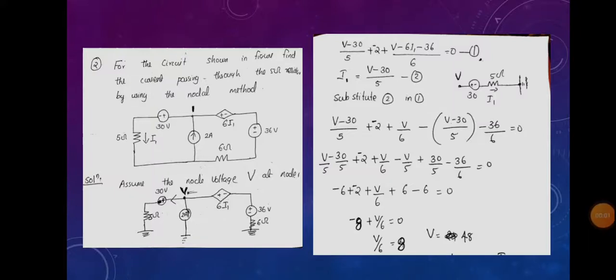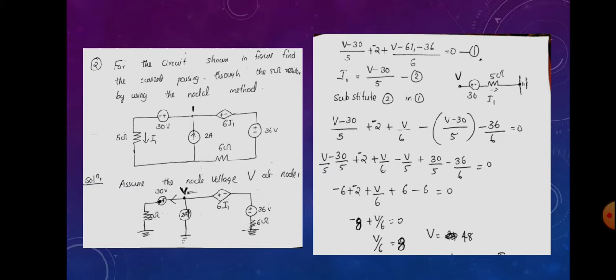Students, this is the continuation of the topic node analysis of circuits containing dependent sources. In the previous session we discussed one problem, and this is the second problem. Let us have a look at this problem. For the circuit shown in the figure, find the current passing through the 5 ohm resistor by using the nodal method.